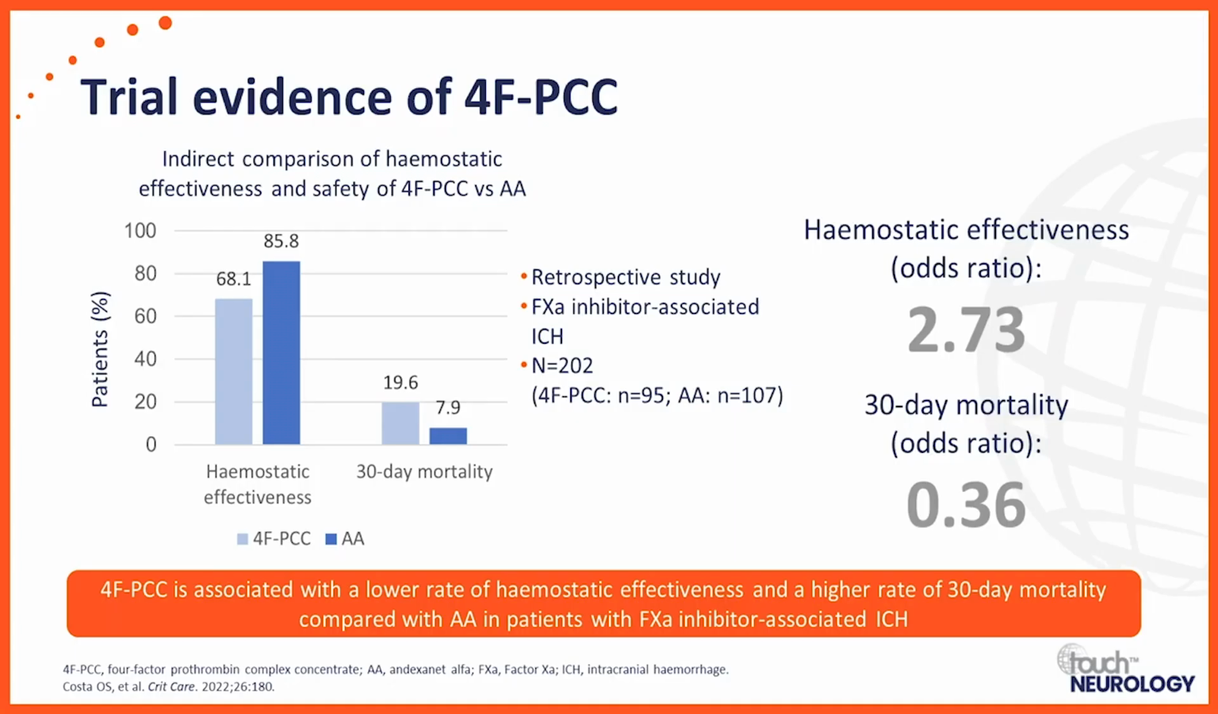These last patients were actually taken from the ANNEXA-4 trial, while the PCC-treated patients were taken from a registry. Both groups were then compared for hemostatic effectiveness, and it was better in those patients who did receive andexanet alpha. In fact, 85% of the patients had a good hemostatic effect compared to 68% of patients who were treated with prothrombin complex.